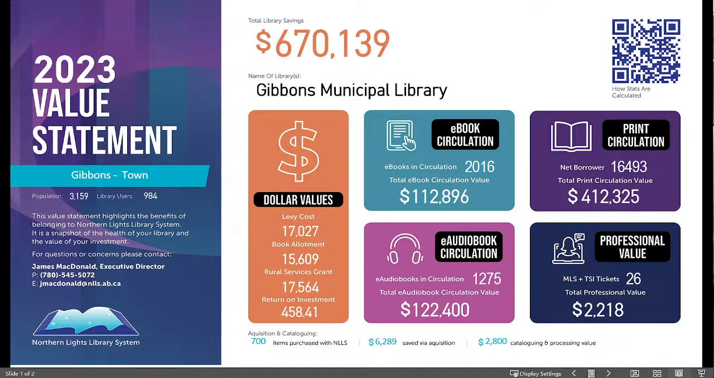We're a municipality-driven organization. You pay a levy to be a member of Northern Lights Library System. You're a partner with 61 other communities, which is pretty impressive. I don't know of any other organization where you have that many participating municipalities. This includes two Métis settlements and one reserve, which is pretty great. And I'm happy to report that Legal, your neighbors, have joined Northern Lights, and so you will have some well-read neighbors eventually. Just give them a little bit of time.